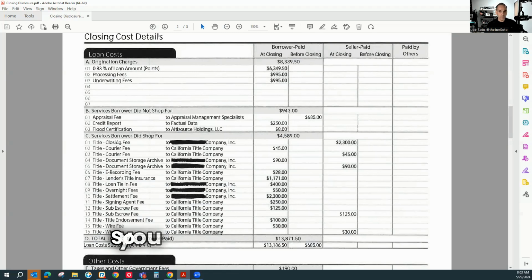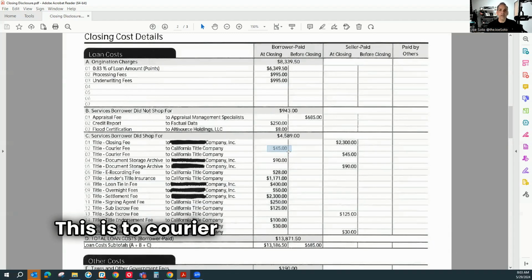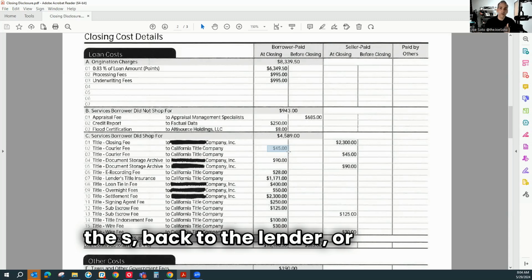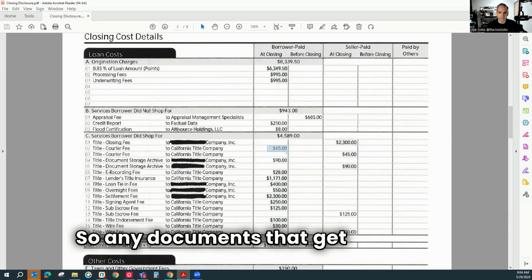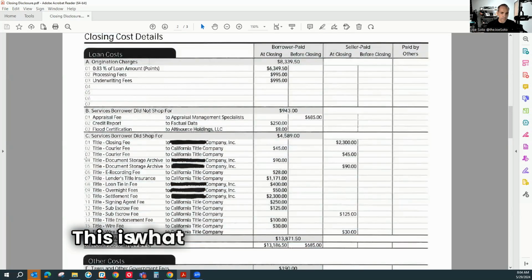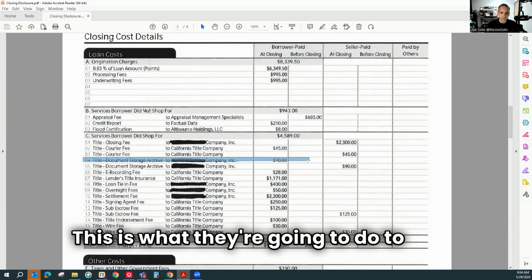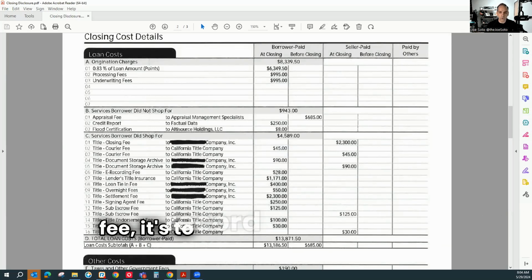So you have in here courier fee. This is to courier any documents, typically back to the lender, or it's going to go courier back to the county recorder. So any documents that get sent there. Document storage fee. This is what they're going to do to store the documents that they charge for that. E-recording fee, it's to record your documents electronically.